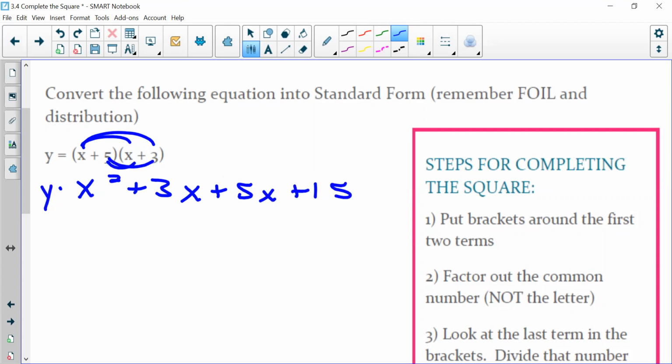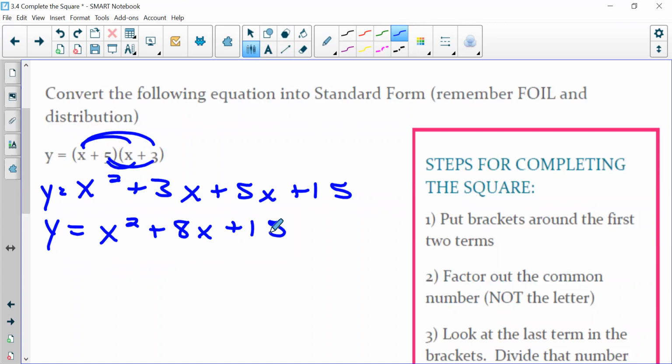So I'm going to simplify: 3x plus 5x is 8x. So we just went from factored form into standard form. Now we're going to go to vertex form. What are we going to do first?